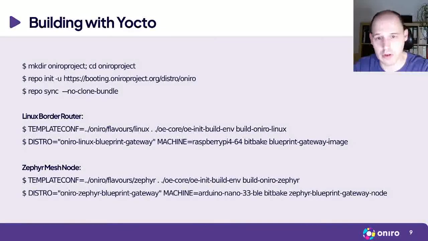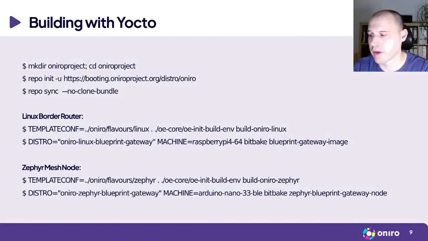But if you want to go with the ONIRO project wrapping we have here, it would be as simple as initializing your build environment with the oe-init-build-env script and using a template conf for the Linux flavor. As I said before, we are building for Linux as well as Zephyr from Yocto, so we need to define what kind of flavor we want to build when doing the initial setup of the build directory. And then for the building itself, you basically set the distribution, the machine, and then the image.